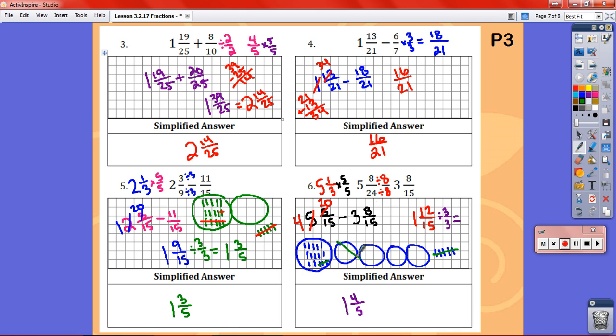And 3 wholes. 1, 2, 3. I'm left with 1 whole. And 5, 10, 11, 12. 12/15.